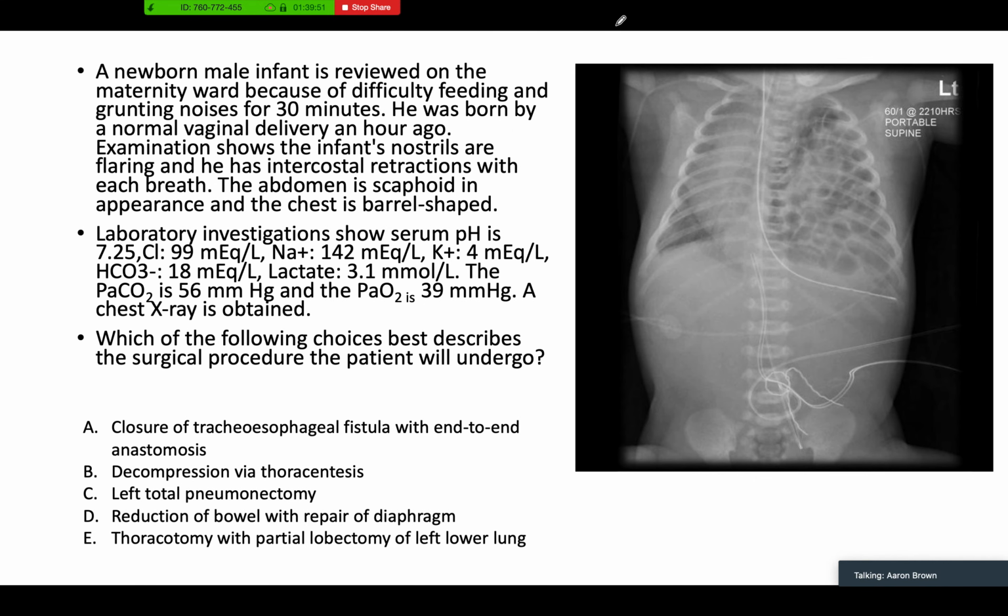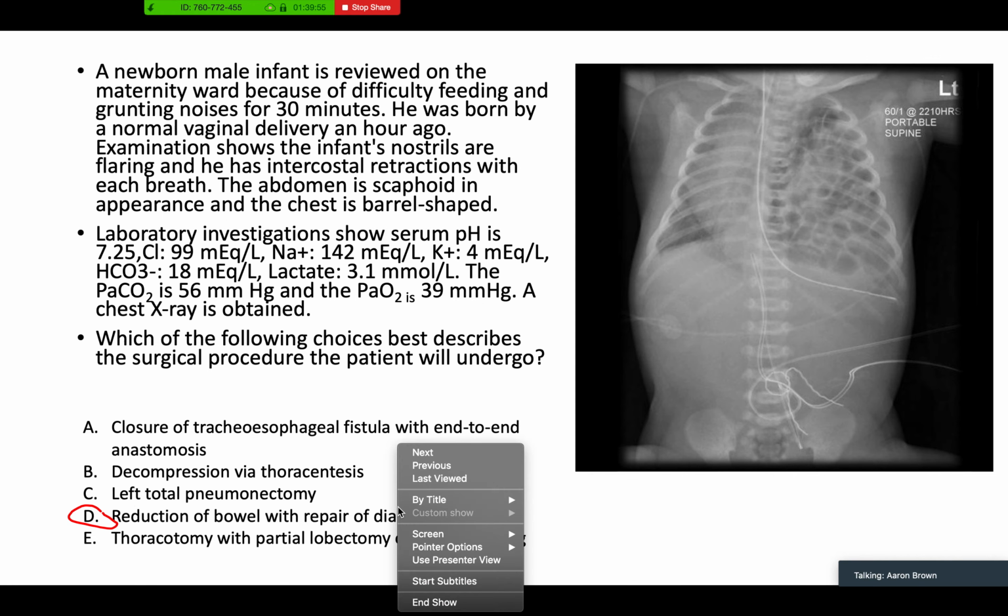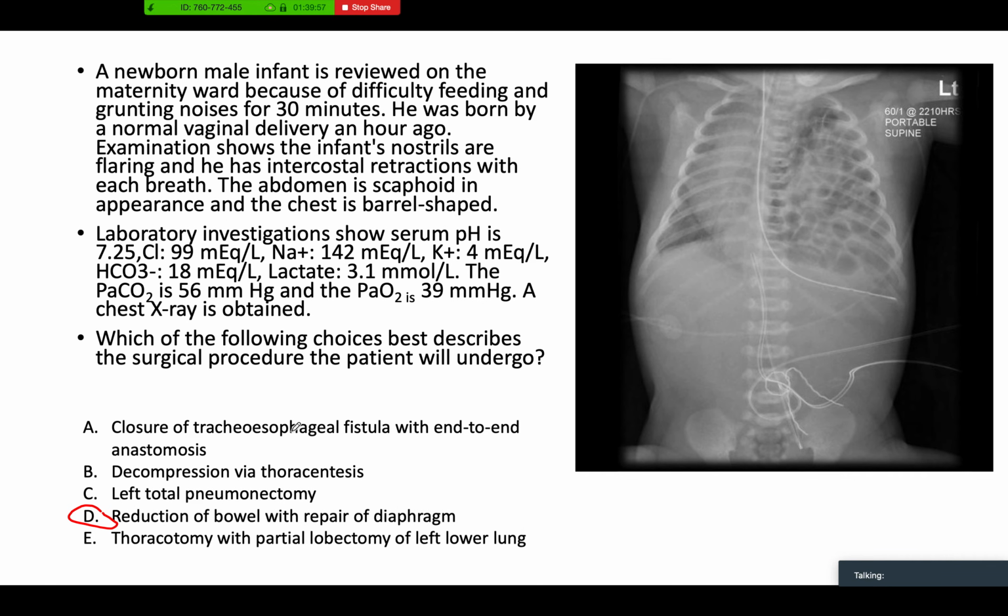Wonderful. Good. So what has happened here? I 100% agree. What has happened here? Excellent. Very good. Yes. And you can see that in the image here, right? All of these loops of bowel. And we said before that it tends to happen on the left. Why does it happen on the left and not the right?